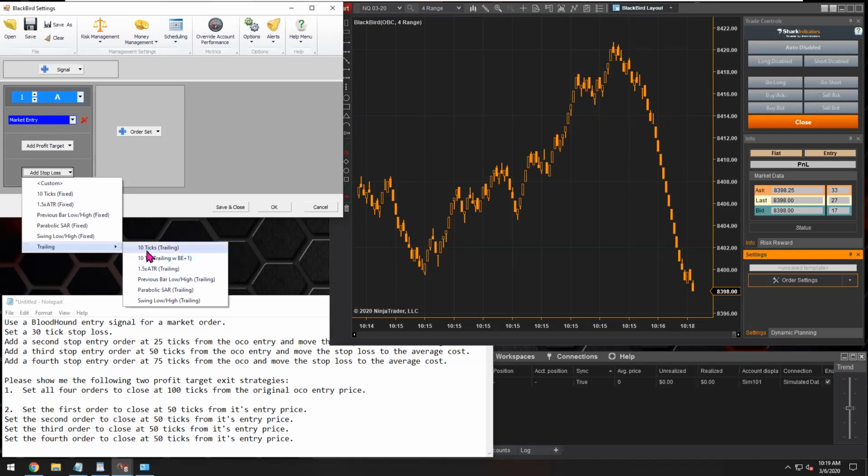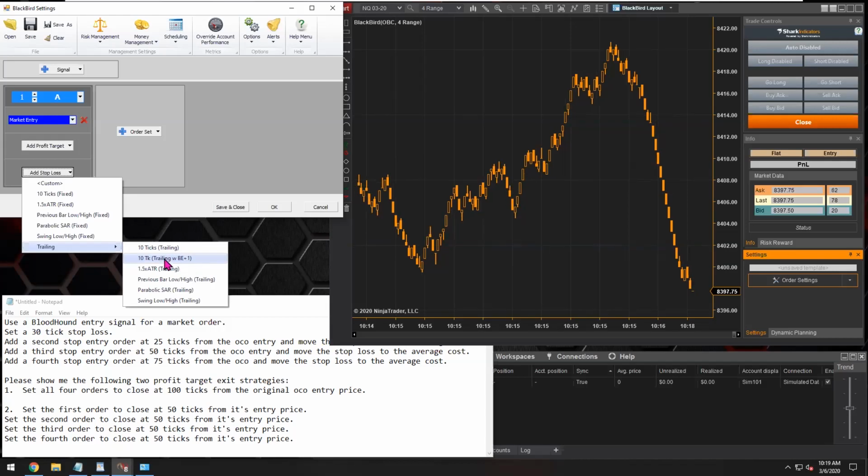So if you just want a simple 10 tick trailing, there's the first one, or maybe you want a 10 tick trailing but with a break even, right? So basically this one will wait for 10 ticks of profit and then move the stop loss to break even +1, and then it'll start trailing by 10 ticks afterwards, right? And then a simple ATR trailing, and then some various other ones there. Let's see. So I don't really see one of these in the quick list here that will address the question.